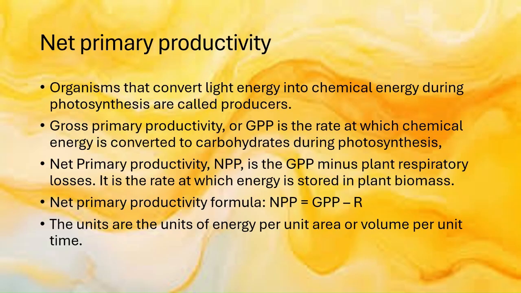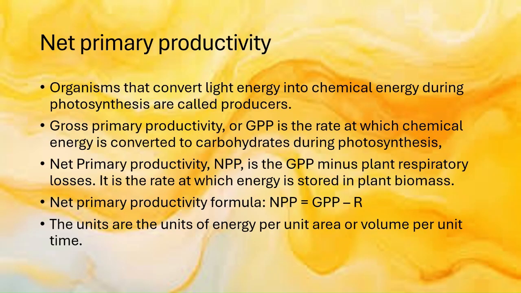So the net primary productivity formula is, as we've said before, literally just the gross primary productivity take away the respiratory losses. And the units are the units of energy per unit area or volume per unit time. So depending on the question, your units can be these two. And sometimes you will be expected to calculate the percentage of NPP compared to GPP.